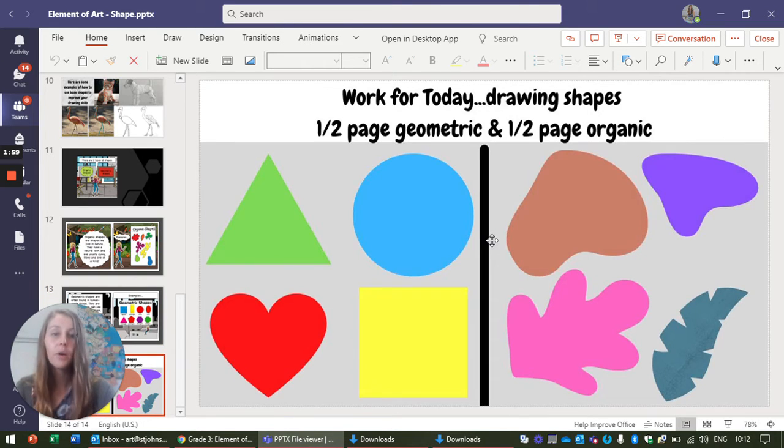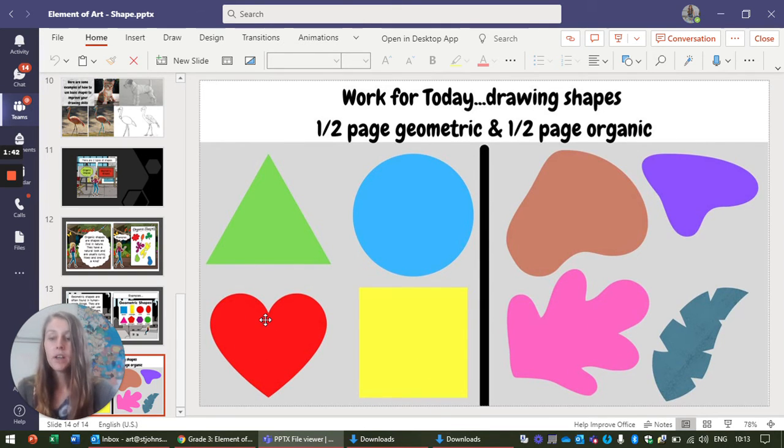Now our work for today, we are going to be drawing some shapes. So you need one piece of paper, and on half of the page you will do geometric shapes for me please, and on the other side of the page you will do organic shapes for me please. I have put some lovely examples here to help you.